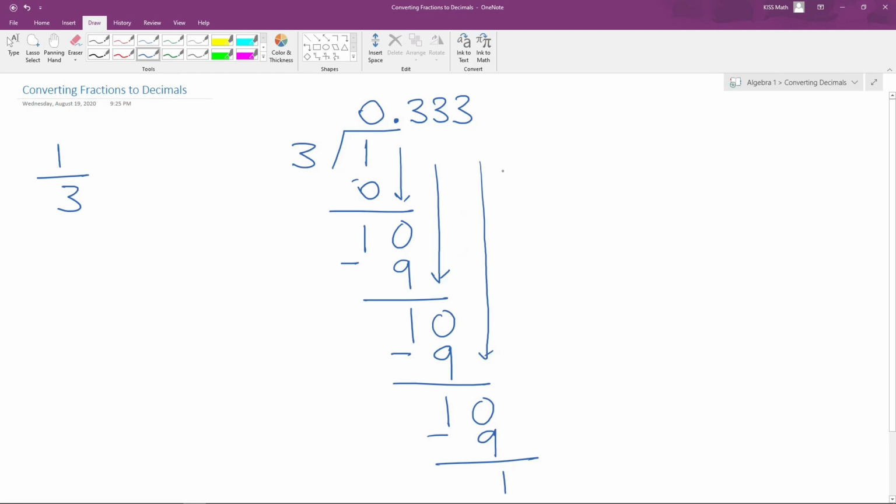And so when this happens, you can write this as 1 over 3 equals 0.3 bar. And this bar indicates that this 3 will go on forever.